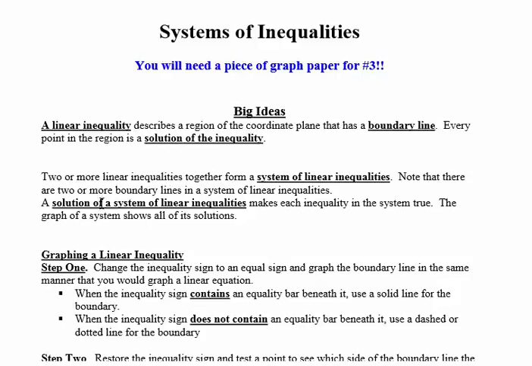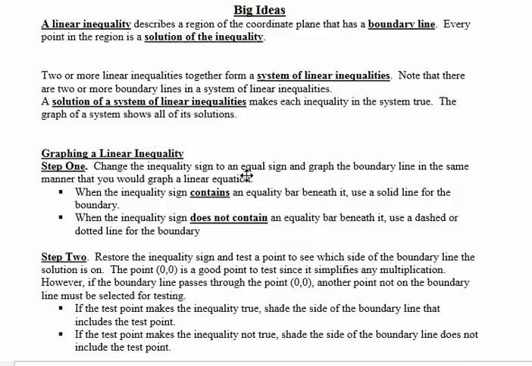So a solution of a system of linear inequalities makes each inequality in the system true. It's going to be located in the overlapping shaded region on a graph. And if you were to plug an ordered pair into each inequality, it would be true. So you can have more than one solution for a system of inequalities.